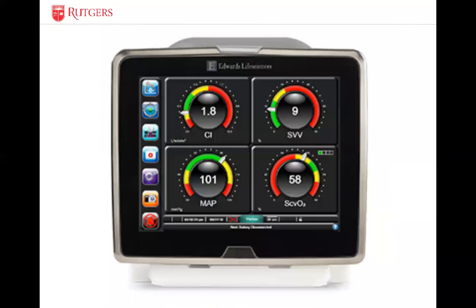Now, how do you measure it? Probably the easiest way to measure pulse pressure variation is going to be with an arterial line in place and what's called a FloTrac. And this is a monitor where you can see the different indices that you can measure with a FloTrac. It's basically additional tubing you set up to your arterial line, and you can get these measurements on a real-time basis. On the right, you see SVV, that's stroke volume variation. It's basically the same thing as pulse pressure variation.